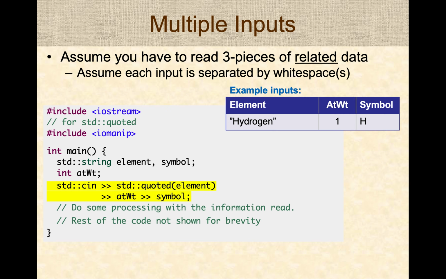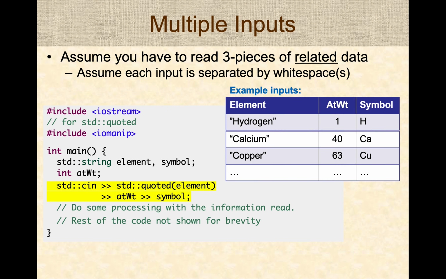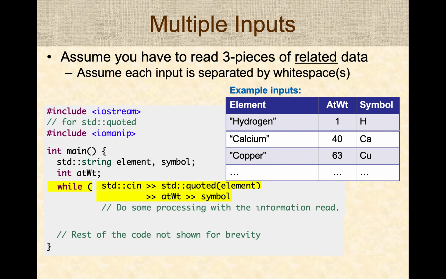Now let's consider the case where instead of just reading one line of input, we want to read many lines of input. So we want to read many element informations and process them. In C++, once you have one line of input processed, to handle multiple lines of input, you simply wrap that line of code with a while loop, and you can now start processing multiple lines of input.